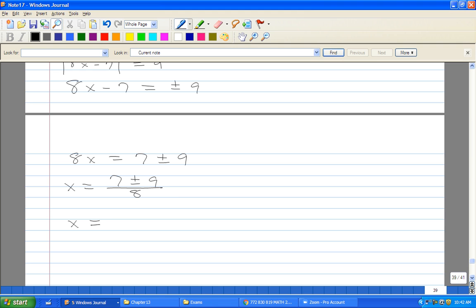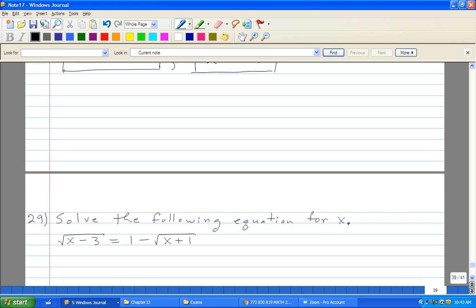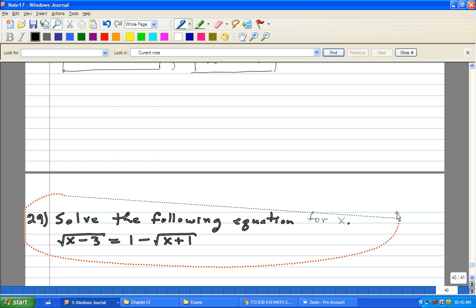And so let's simplify this. 7 minus 9 is a negative 2 over 8, negative 1/4. 7 plus 9 is 16 divided by 8 is 2. And so x is equal to negative 1/4 or x is equal to 2. So you have two solutions. Let me do problem number 29. I want to solve the following equation for x.